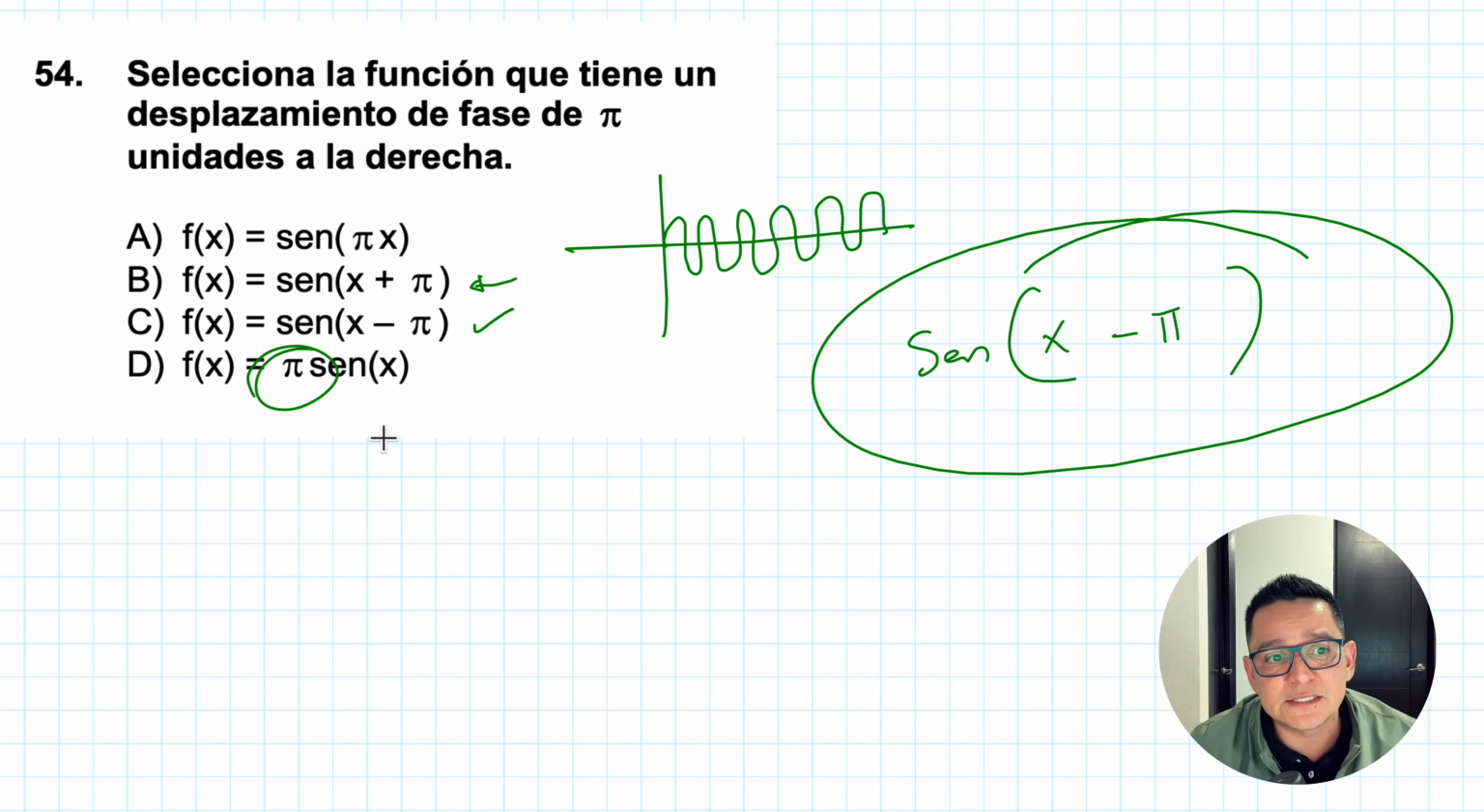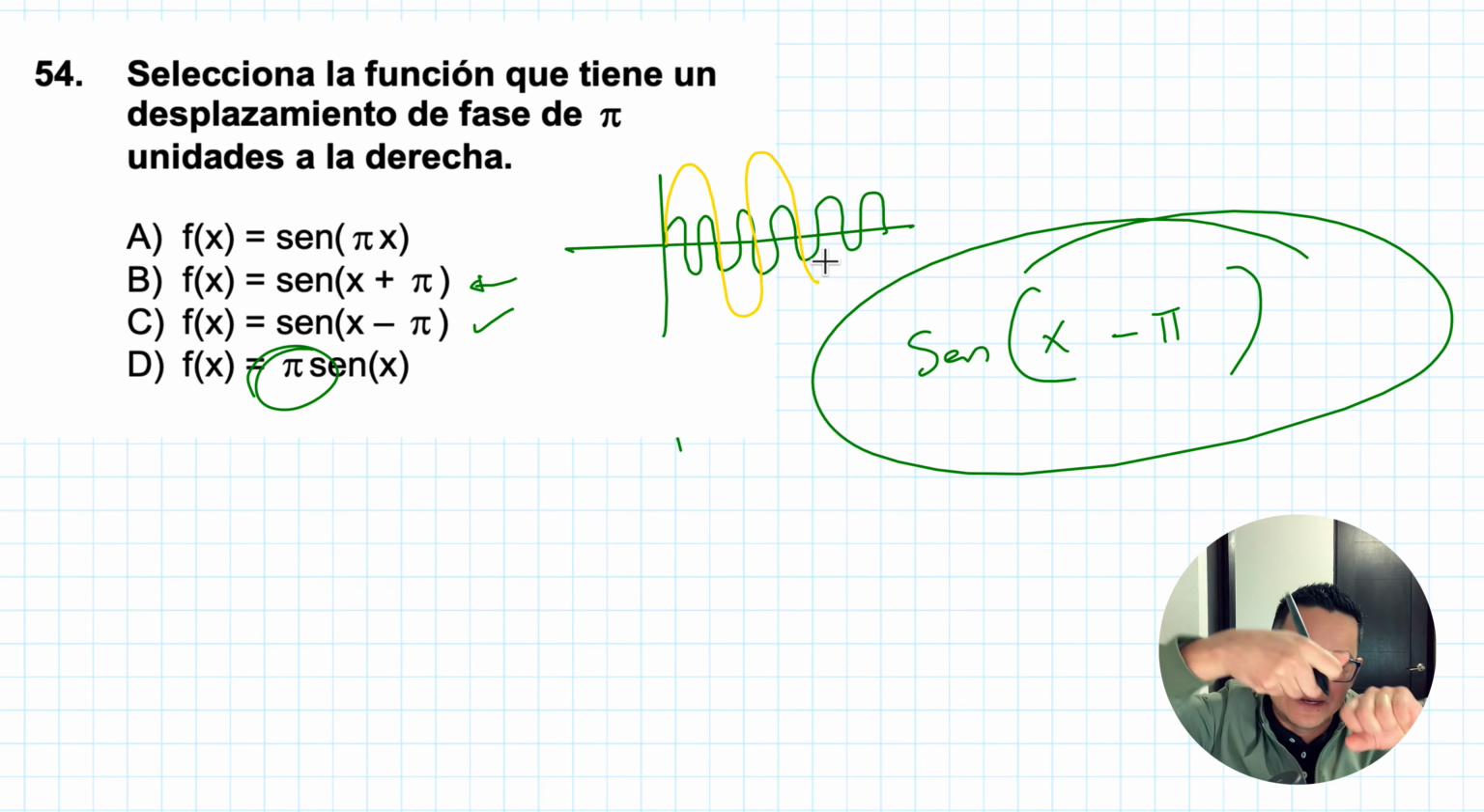Finally, what about this one? Here, we're multiplying the sine of x by pi. So what this would do, let me show you here. The thing is, the function would be wider, right? Or, well, taller. It's going to stretch. I mean, we change the amplitude, right?